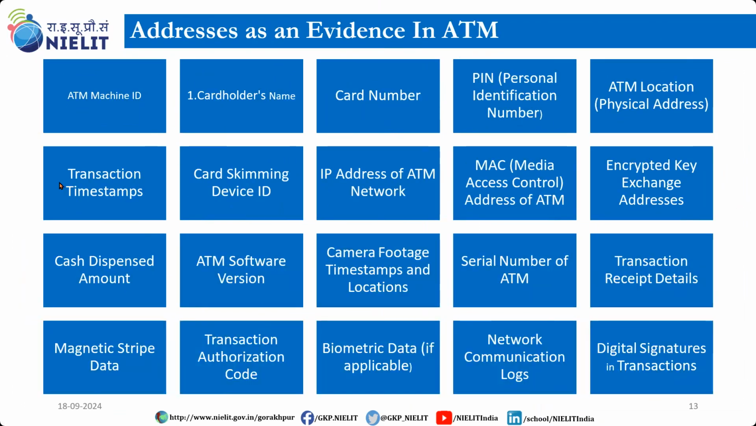Similarly, for banking system in ATM, there is an ATM machine ID, card holder name, card number, PIN, ATM transaction timestamp, card skimmer, device ID. So card skimming is basically a device used by a fraudster, a malicious user, to get a copy of a plastic card. Then IP address of ATM network, MAC address. So there can be different types of address parameters that can uniquely identify a particular module or hardware device or a user in the digital ecosystem.